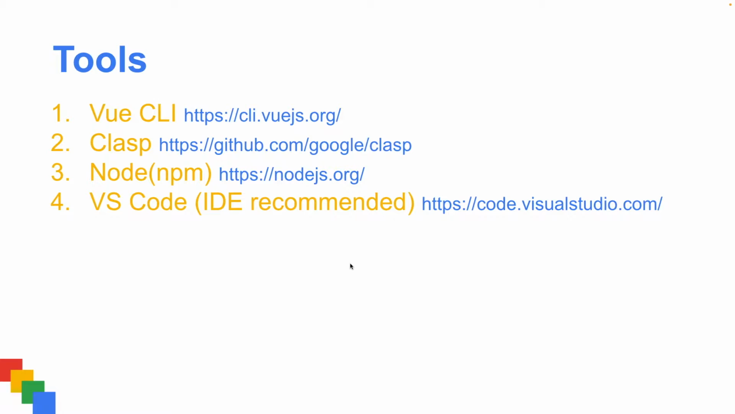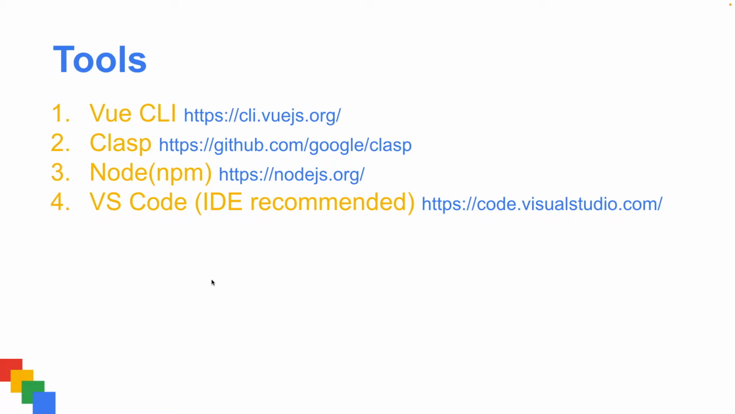The next and last slide is some tools we're going to use to build our project. The first one is Vue CLI. We're going to use this Vue command to build our Vue template. The second one is Clasp, a tool Google provided us to manage Apps Script locally. We can develop our project locally, and then use this tool to push our code to your Google Drive.